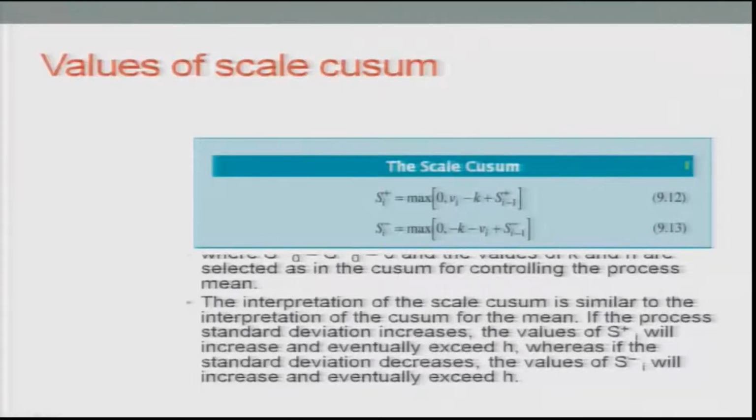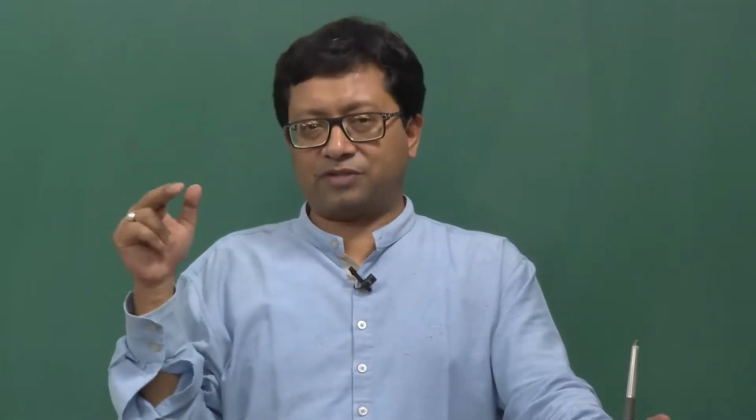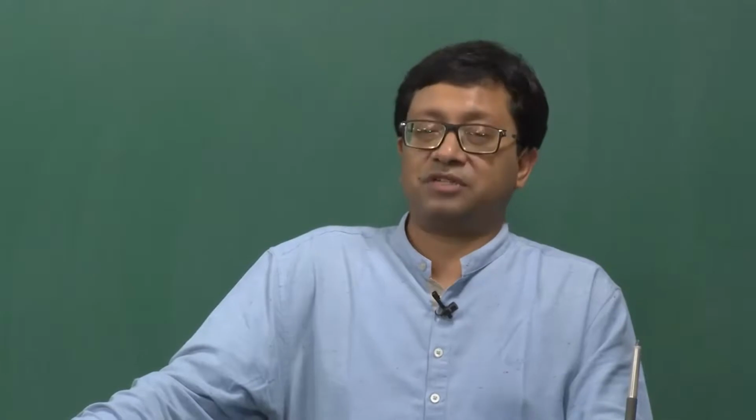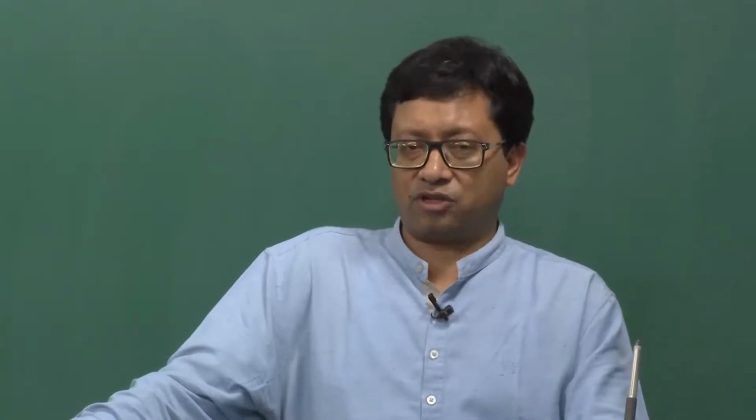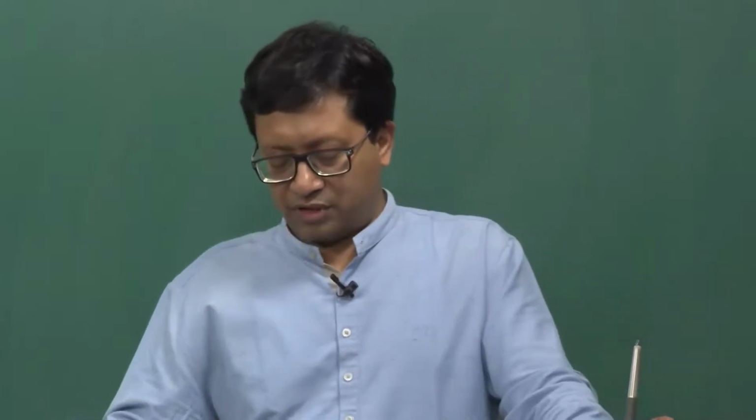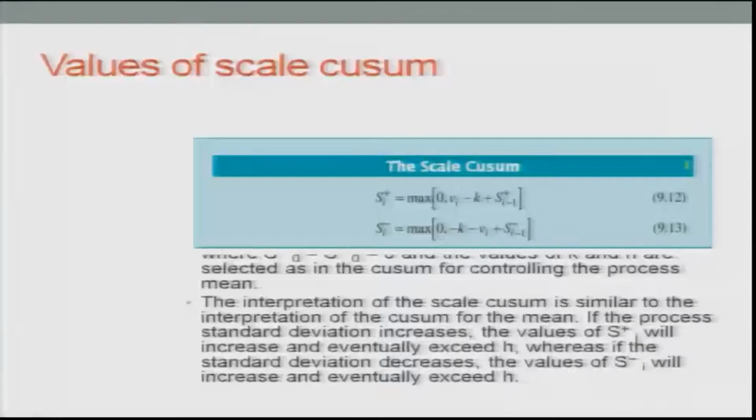The interpretation of the scale CUSUM is similar to the interpretation of the CUSUM for the mean. The scale CUSUM is a way of giving some information about the standard deviation. So, if the process standard deviation increases, the value of S plus will increase and eventually exceed H. H is the scaled value of capital H. So, capital H, if you remember, in the first problem was 5, and the moment the C plus value was 5.29 or 28, we said that it had increased on the positive side, and we needed to understand where the fluctuation occurred. In the scale CUSUM values, obviously the scale values would be compared with small h.